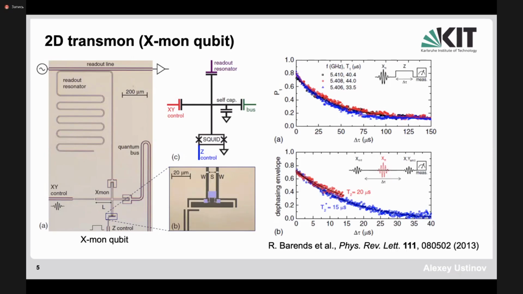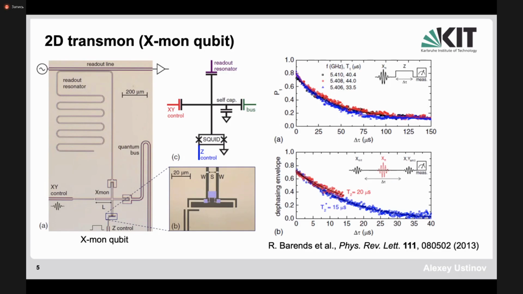And then you control this device in this two-dimensional geometry by applying pulses to the electrode on the left, which is basically a capacitively coupled line, which allows you to control, depending on the phase, rotations around the x-axis and y-axis of the Bloch sphere.